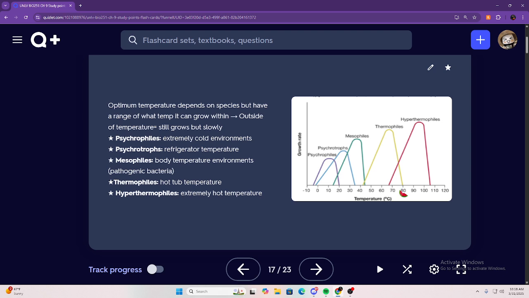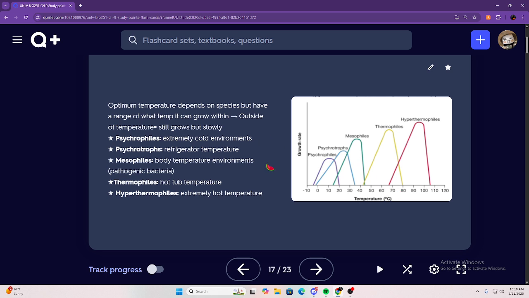Understand temperature requirements and tolerance of microorganisms. The optimum temperature depends on the species, but each has a range of temperatures it can grow within. So basically, it can grow from here to here, but if it goes outside of that range, it'll grow a lot slower. But it won't die, it'll just grow a lot slower.